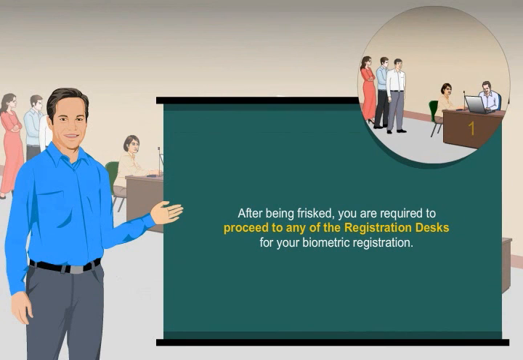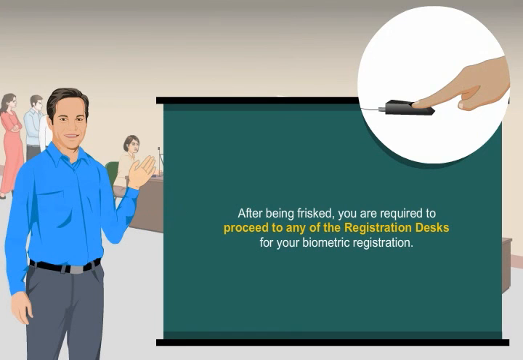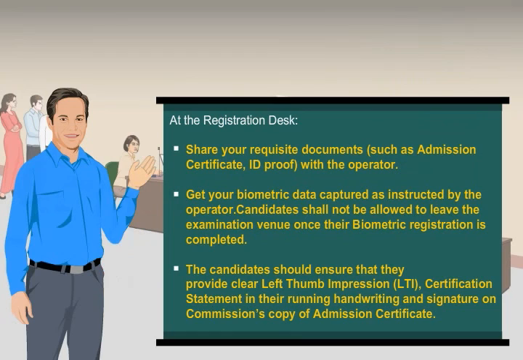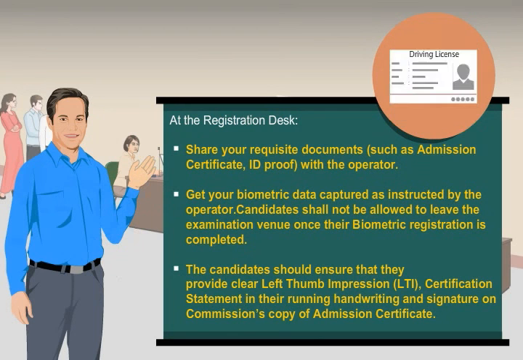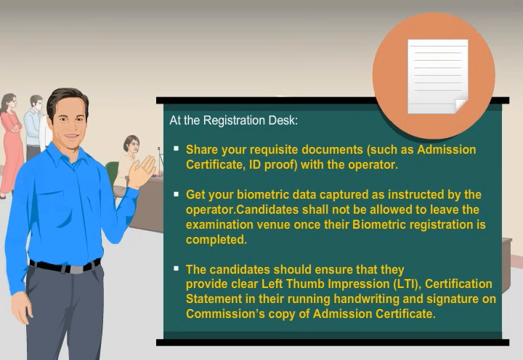After being frisked, you are required to proceed to any of the registration desks for your biometric registration. At the registration desk, share your requisite documents such as admission certificate, ID proof with the operator. Get your biometric data captured as instructed by the operator. Candidates shall not be allowed to leave the examination venue once their biometric registration is completed.